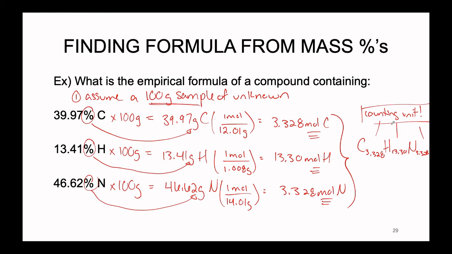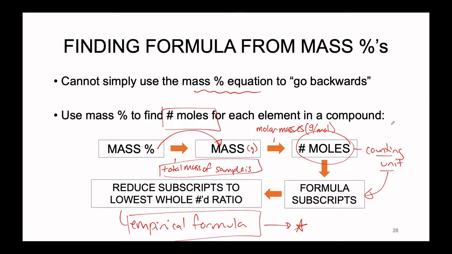Since we are in the mole, though, we are totally free to take these values and drop them into the subscripts, as we have done here. So we have roughly, again, 3 parts carbon, 13 parts hydrogen, and 3 parts nitrogen. Well, in order to clean this up and make it actually look like a chemical formula that we're more familiar with, just to go back to our flow chart, we are currently here. We are going to reduce our subscripts down to the lowest whole numbered ratio. We are going to write our chemical formula as an empirical formula first.